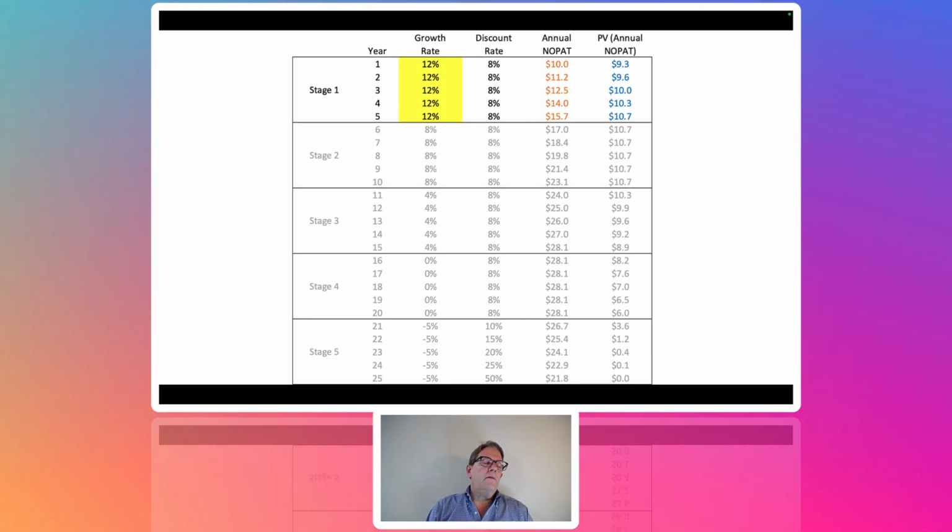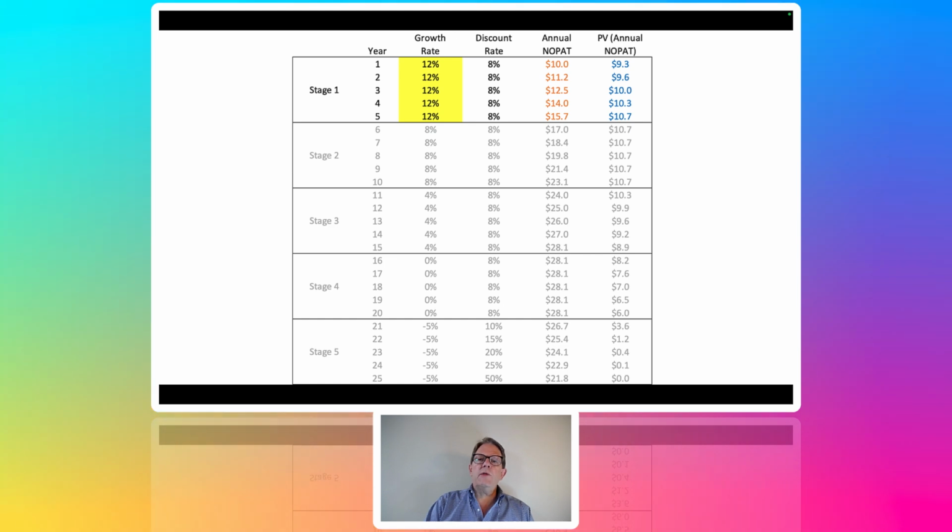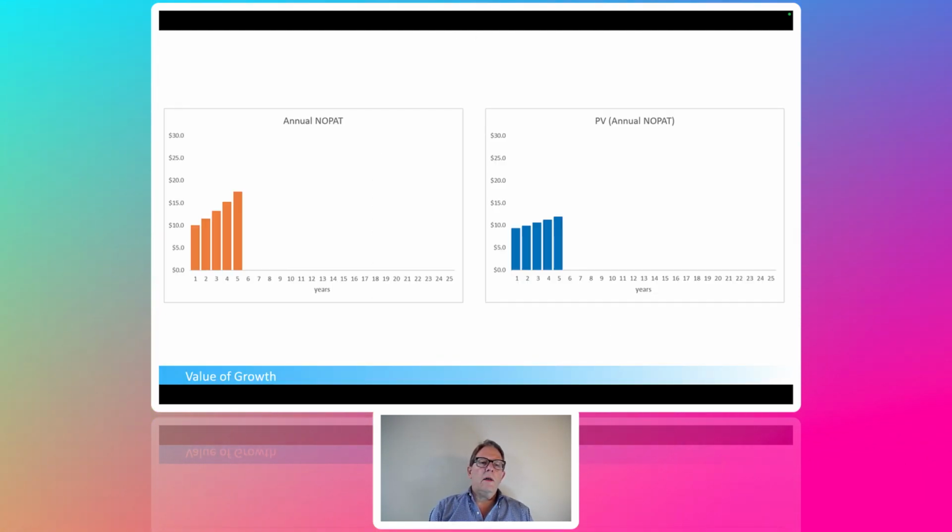So stage 1, very similar to example 1 in the last video: grow NOPAT at 12% a year, discount it back at 8% a year. So we end up with, on the right, annual NOPAT, and then the present value of that annual NOPAT. And this is what it looks like graphically. Now, keep in mind, I've kept the scale on both charts the same, so it goes 0 to 30 in the example. All right, so we know from before, when we look at the numbers, both numbers grow year over year. The annual NOPAT growth, those are nominal numbers, and then the present value of those annual NOPATs also grow, which is really important. We talked about it last week. I'm going to talk about it again today.